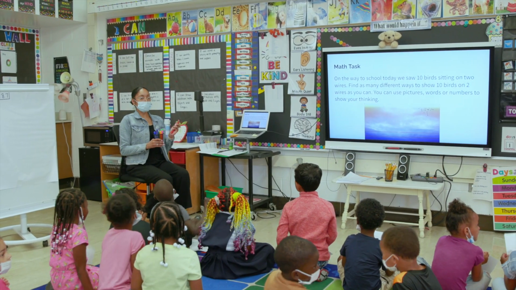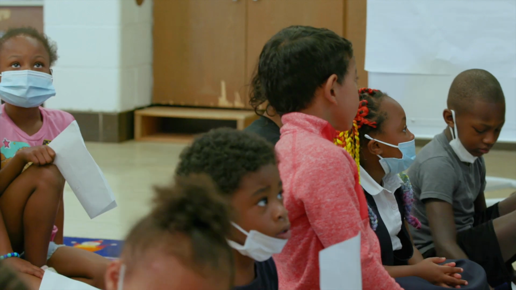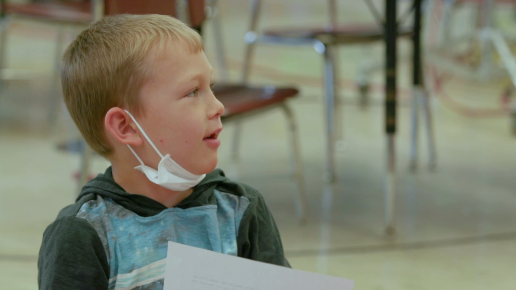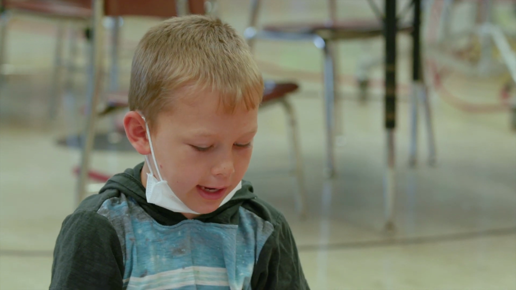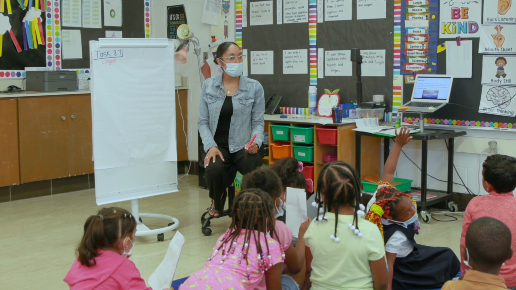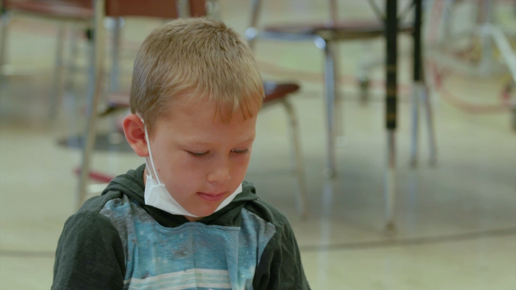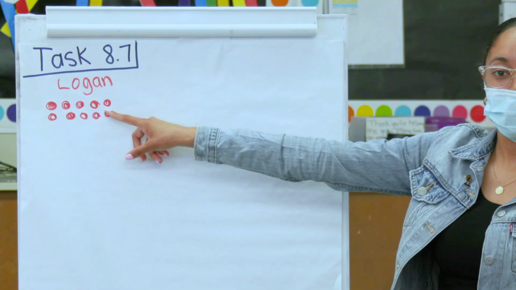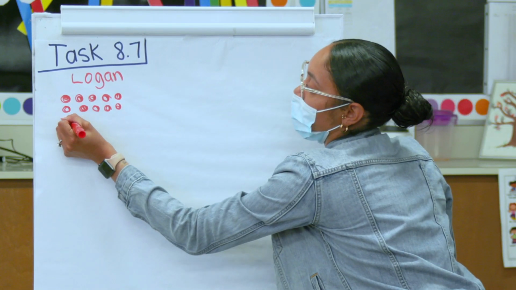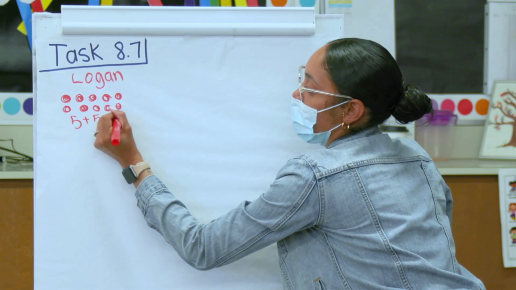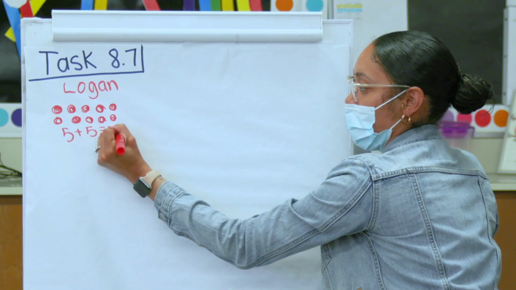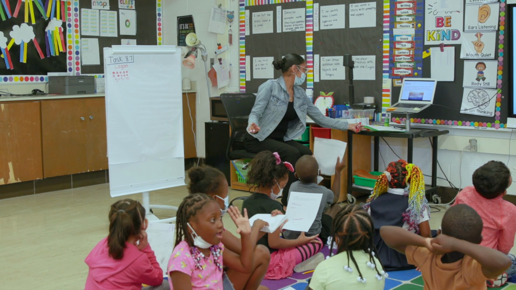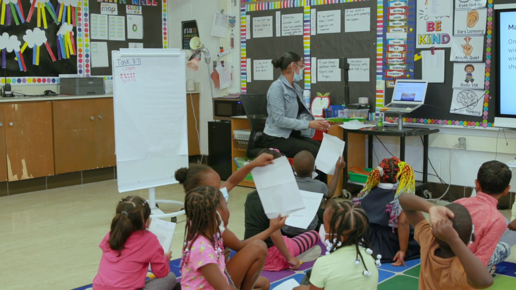Let's start off with Logan. Tell me one of the ways you put the birds on the wire. Put 5 with 5. 5 and 5, so you put 5 on the top and 5 on the bottom. So like this, you said 5 plus 5 equals 10. Good. Okay, that's one way. Did anybody get that way? Yeah, lots of people did.